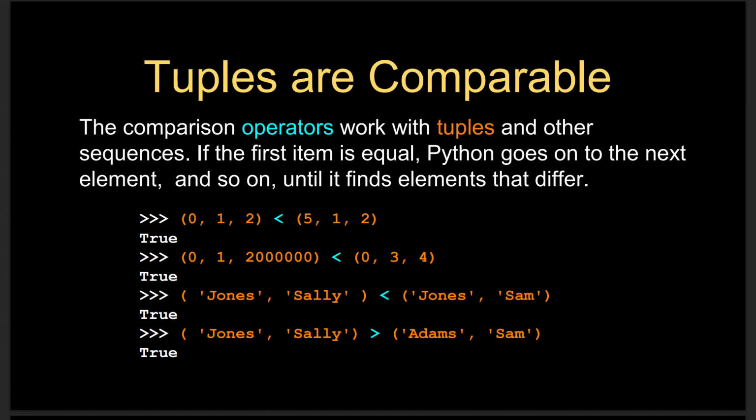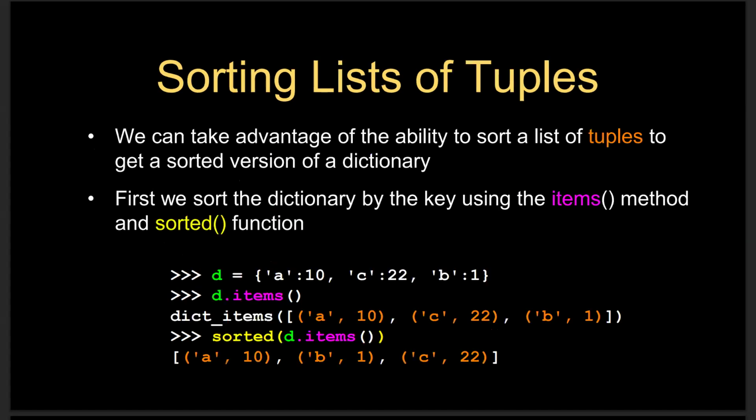Next, Jones Sally compared with Adams Sam. See, it is comparing Jones, Sally and Adams, Sam. Jones is compared with Adams. So here J is greater than A. Yes, it is true. Next, Sally is greater than M? It is not true. Even if only one variable is satisfying the condition, it will return true. So that's why it is returning true. So we can go to the next one.